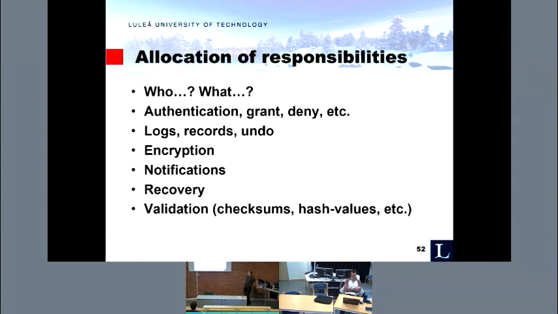Keep logs and records, features to undo certain operations, to restore information, encrypt, like all these things someone needs to implement somewhere, encryption, notifications to people to notify that some breach has happened. How to recover, you need to have some recovery mechanism, etc. as well in your code. Validation. So these are basically all the tactics, things that we talked about, things you need to consider when you implement things in your code.